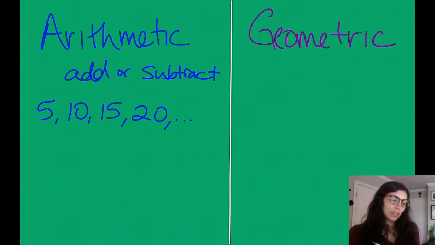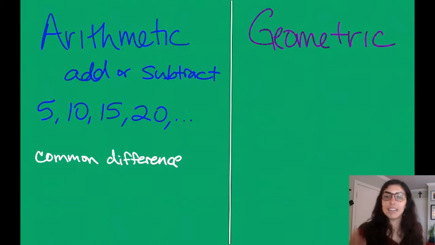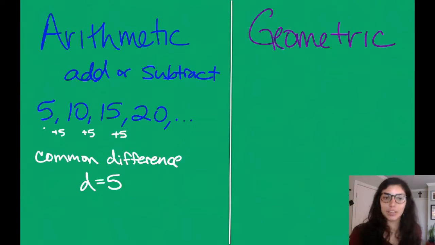Now, arithmetic sequences have what we call a common difference. The common difference is the pattern that you're using to create this sequence. So for us, the common difference would be 5, because I start with 5 and then I add 5 each time to create the other numbers in the sequence. So my common difference is 5.